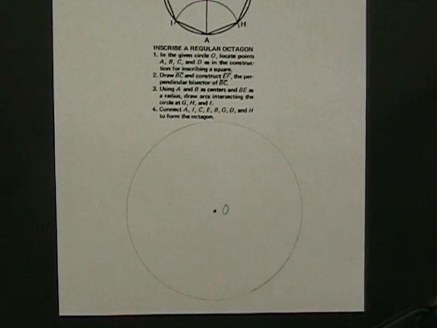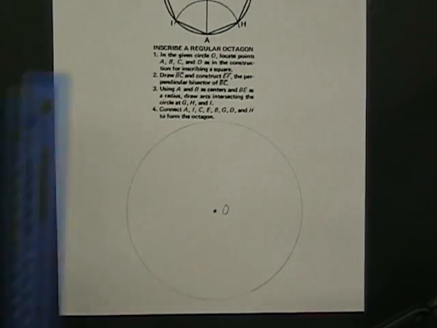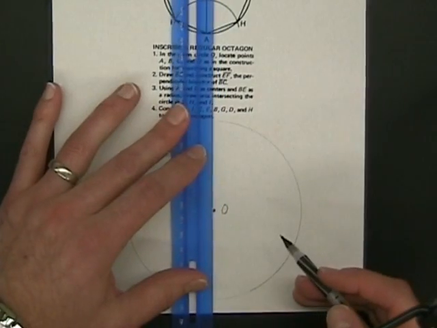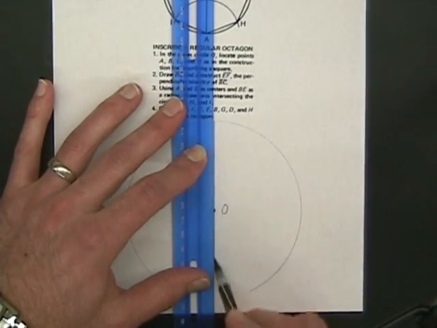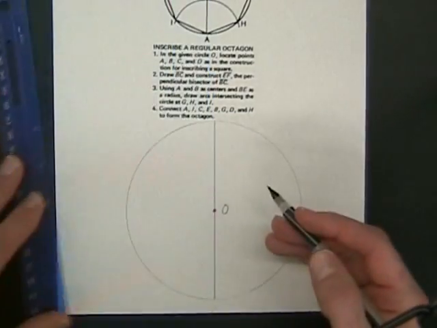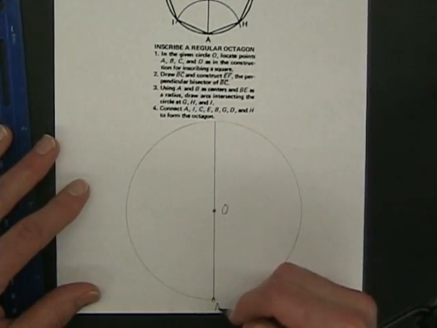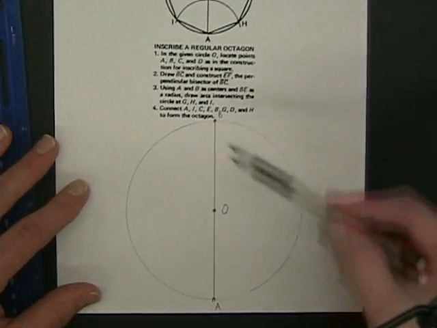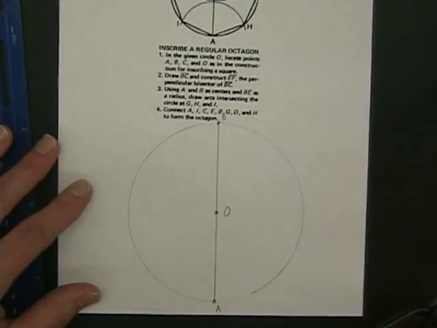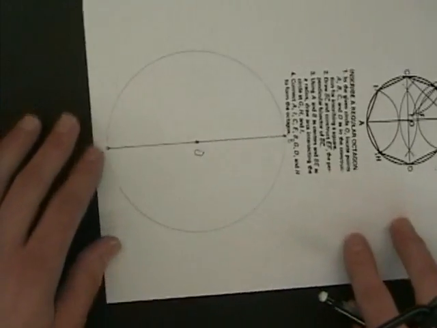And kind of like how a hexagon is a double equilateral triangle, an octagon is going to be a double square. So what we need to first do is our construction for a square. So I'm going to start with the diameter AB, and then I'm going to construct the perpendicular bisector of AB.